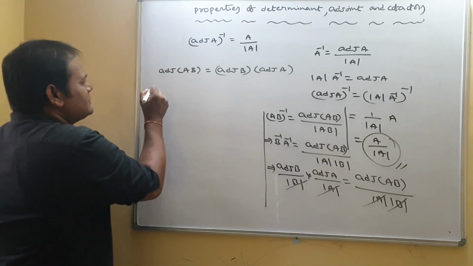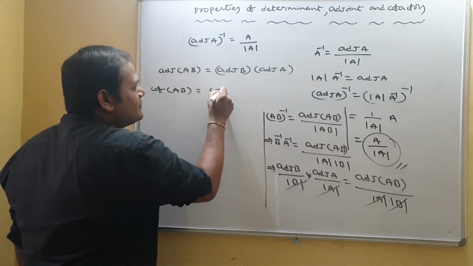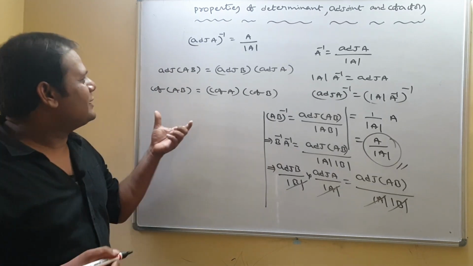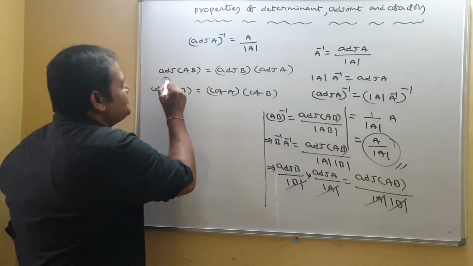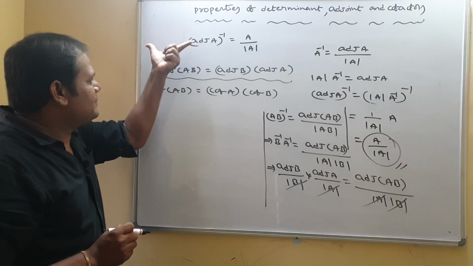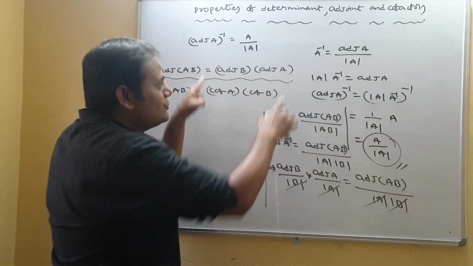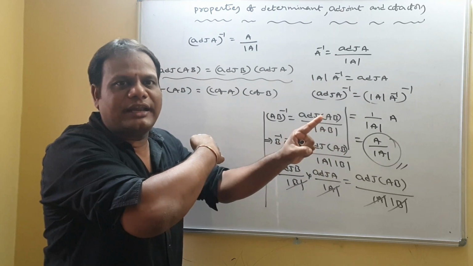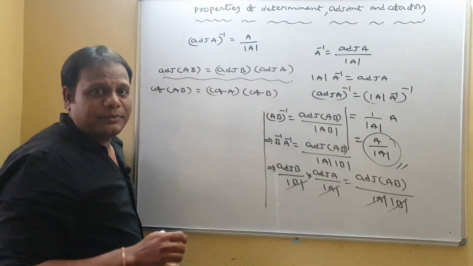Remember this. Suppose they ask what is cofactor AB. It is cofactor A into cofactor B. Why? Because we get cofactor from adjoint by taking transpose. Take the transpose on both sides. Then adjoint AB whole transpose is cofactor AB. The transpose of AB gives B transpose A transpose, so you are left with cofactor A into cofactor B.